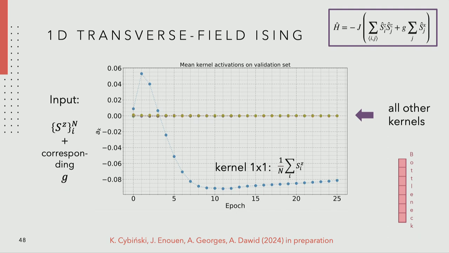And these are the activations of our bottleneck that can be mapped to the kernels being used. Different colors are different kernel sizes. We see that at the beginning of the training, immediately the kernel one by one is picked up as the dominant one, and then it's preserved, because we regularize both the general weights of the network and penalize the kernels. So at some point there is a balance. And basically it means that it learns something related to magnetization.